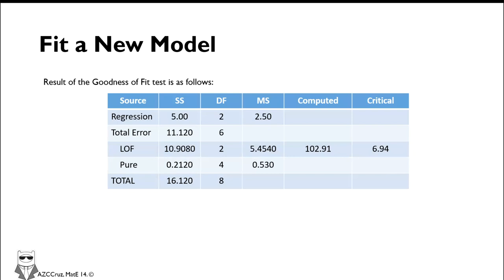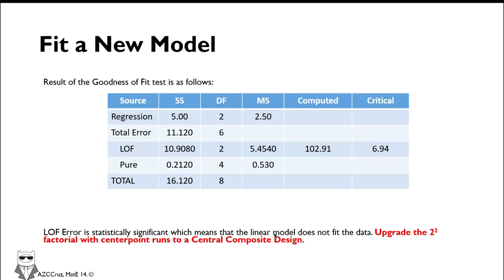Itong 16.12 same lang naman siya. So ang magkaiba is actually si itong SS ng model, no. It's 5. All other values are the same, no. Yung SS ng regression lang ginawa niyang 5 instead of 4.4225. So doon siya kaya nagkaiba tong LOF na value. Pero in any case, same lang naman yung conclusion, which is kailangan natin mag-upgrade into a central composite design para ma-solve natin yung second order model.